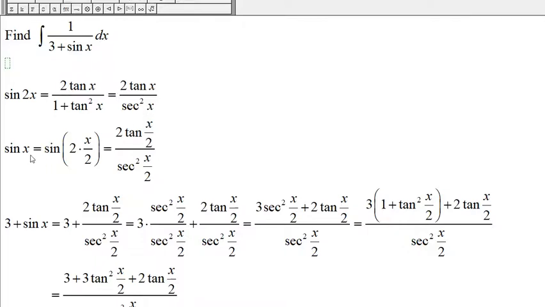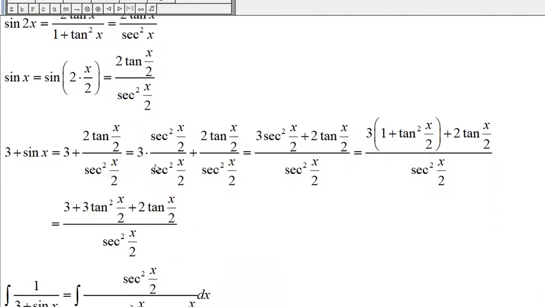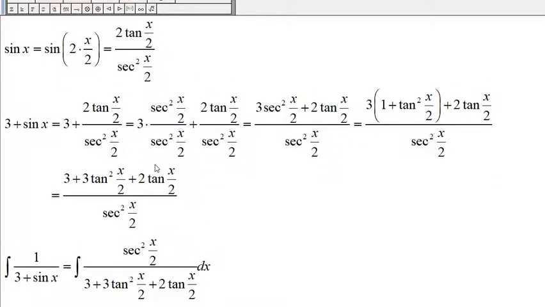Sine of x, we can write it as sine of 2 times x over 2, because 2 times x over 2 is x. So when there's 2x here, then we get x here and x here. If it's 2 times x over 2, then we just get x over 2 and x over 2. Three plus sine of x will be 3 plus this expression right here.